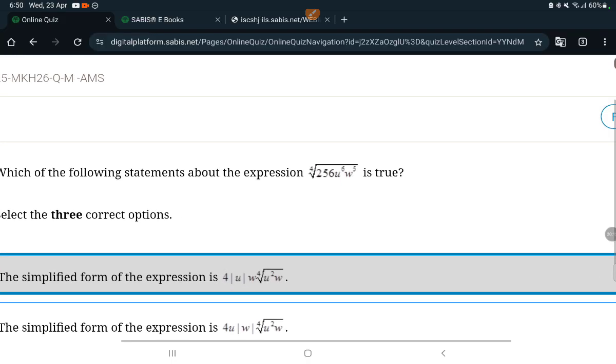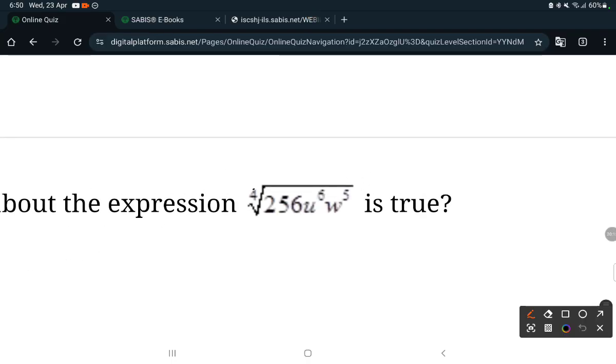Because if you had an even index, you can't have the number inside the radical be negative, or else you won't have an answer. There would be no solution.